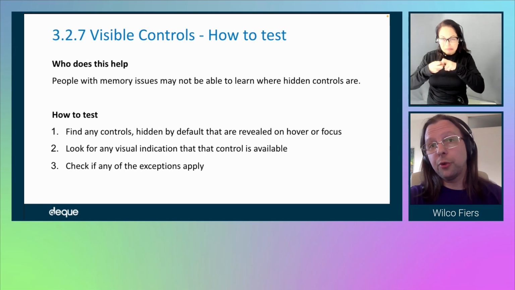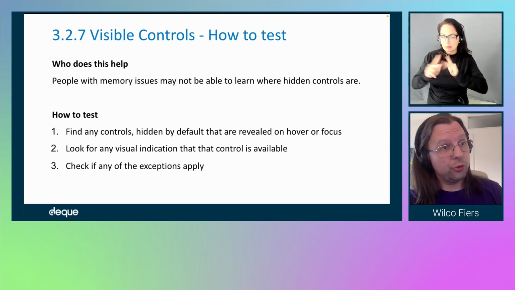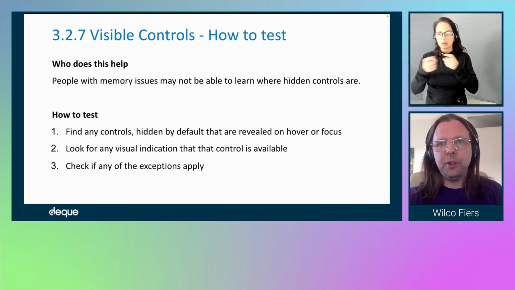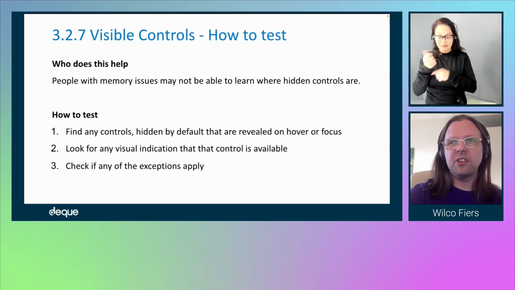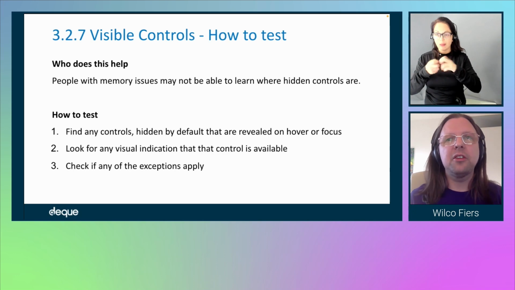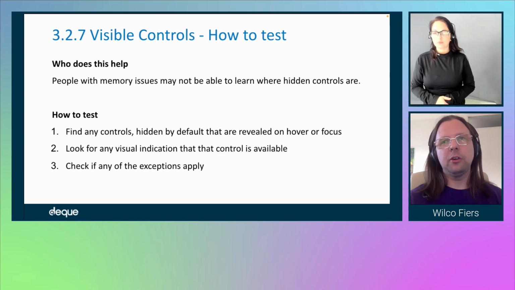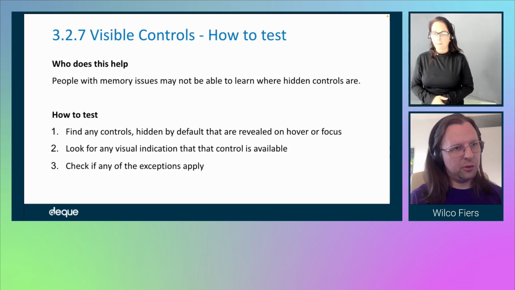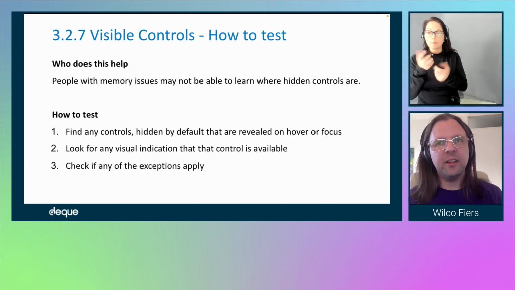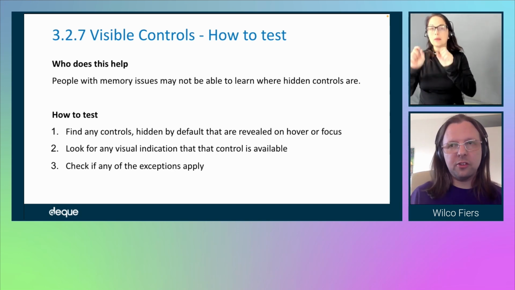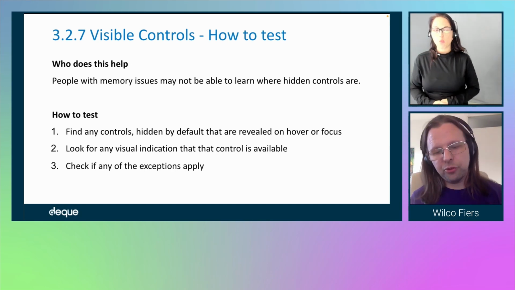You hover and you focus until you find those controls. You look for any visual indicators that those controls exist in that place on the page. So you want some kind of visual cue that there's a hidden control available at that point in the user interface so that people can find it. And then if that doesn't exist, you check if any of those exceptions apply.